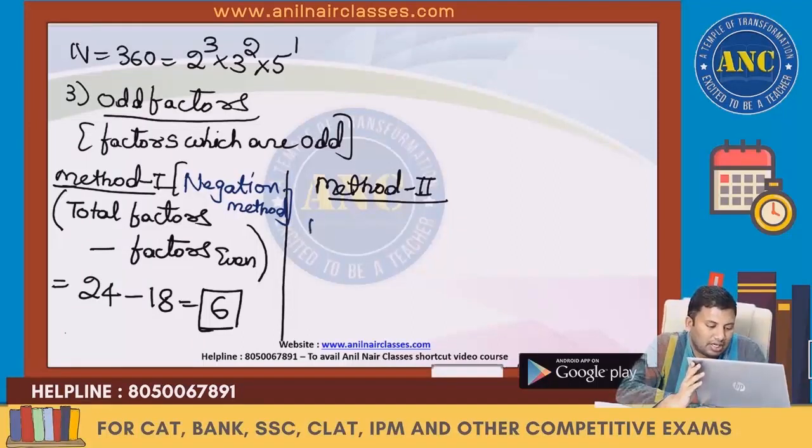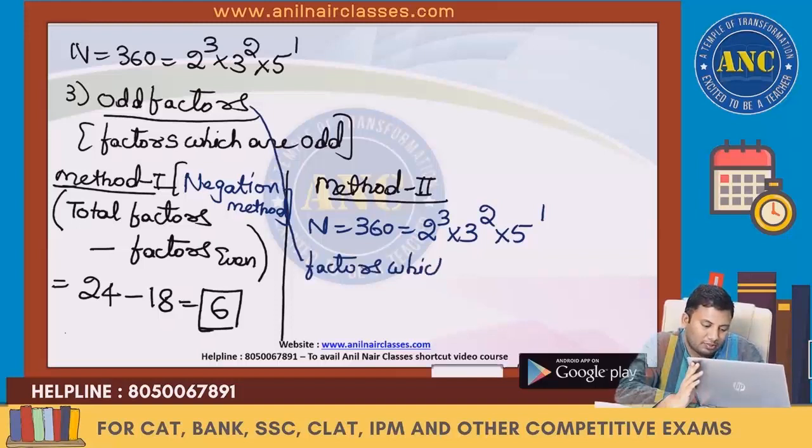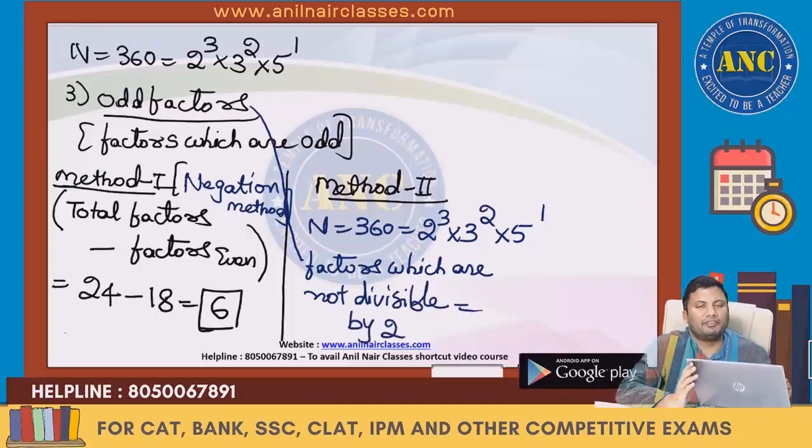Method 2. See here, sir. N is 360. 360 is nothing but 2 cube into 3 square into 5 power 1. Odd factors means factors which are not divisible by 2. Any factor which is not divisible by 2 is called an odd number.